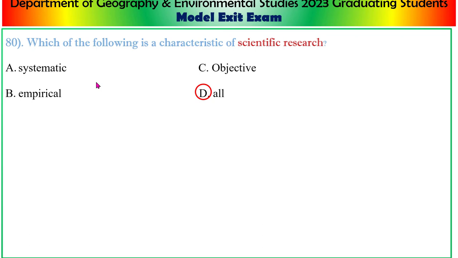Empirical is one of the components of scientific research. Empirical means it relies on direct observation or experimentation to collect data. It emphasizes gathering evidence from the real world or conducting controlled experiments to test hypotheses and theories.